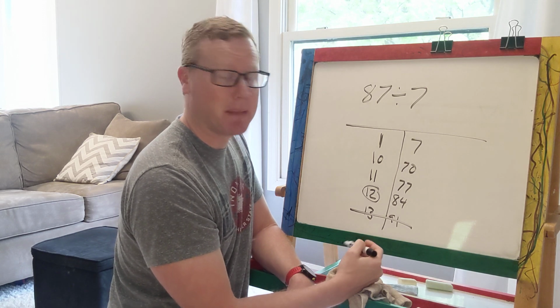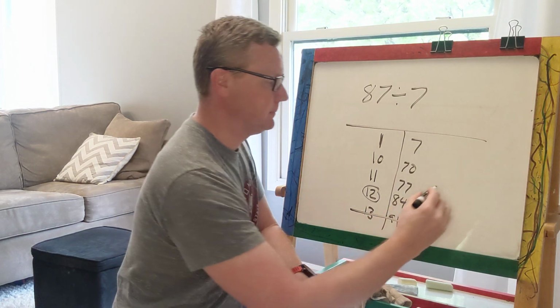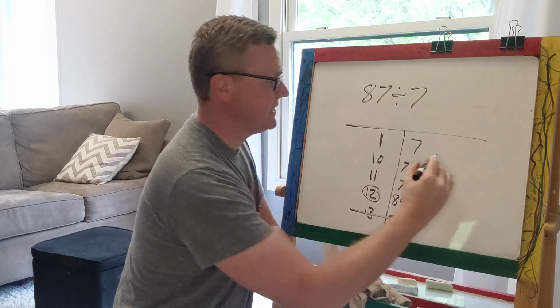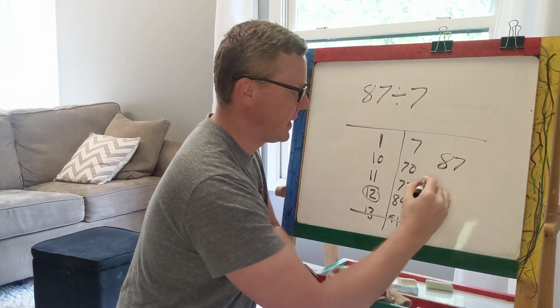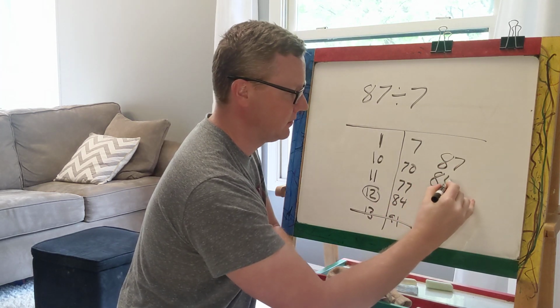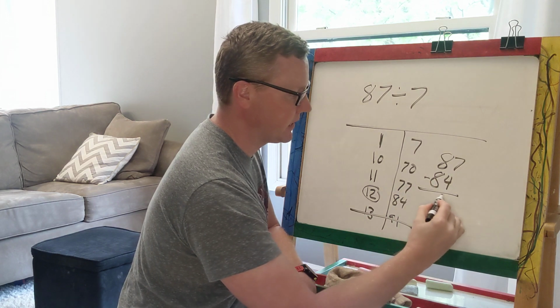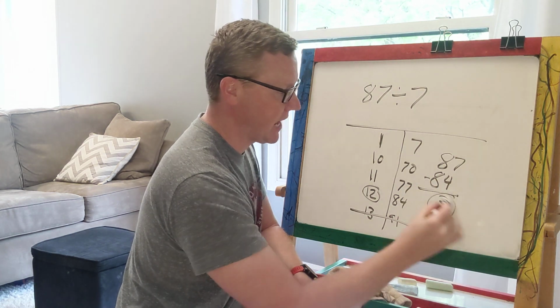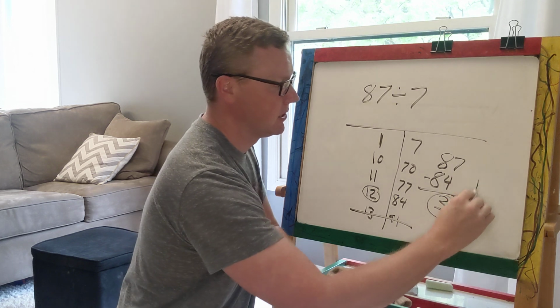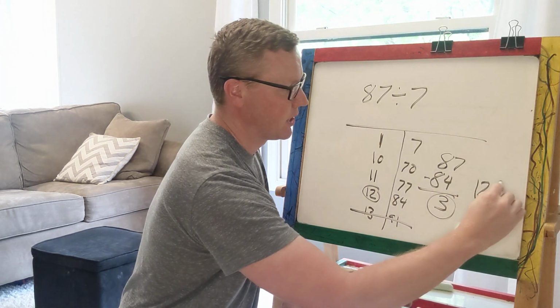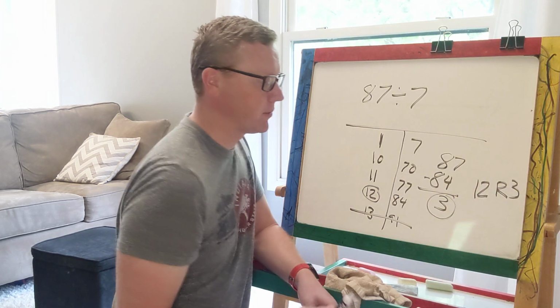That's when we have remainders. So if we do 87 minus 84, we will get 3. That is what we have remaining. So we would say 12 remainder 3.